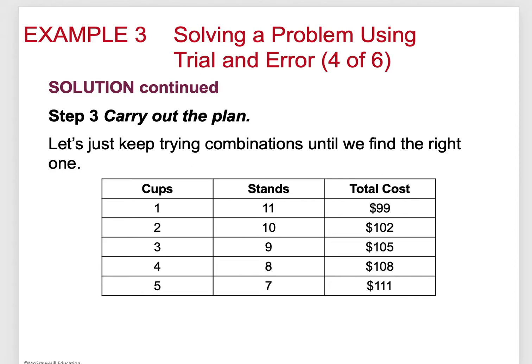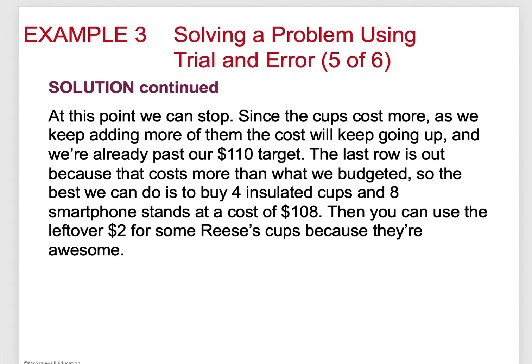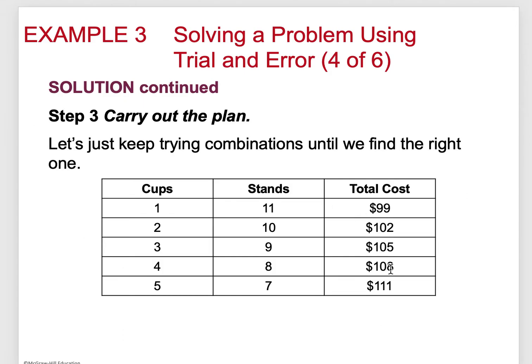That's not it. 3 and 9, still not it. 4 and 8, not quite. And 5 and 7. So we're basically continuously trying those combinations by taking the number of cups times the cost plus the number of stands times the cost. At this point, we can stop because we've gone over our $110 target. So since the last row is out because it costs more than what we budgeted, the best we can do is get 4 insulated cups and 8 smartphone stands at $108. If I go any further than this, I'm going to break my budget.